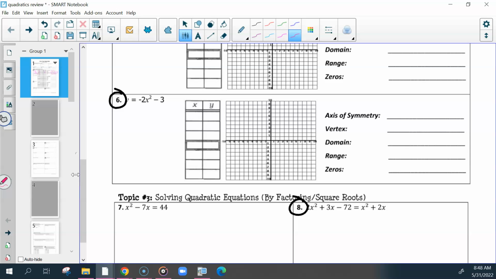Correct. We're going to do number 6. 6 is similar. We still have to do our x equals -b over 2a. So in this case, what is our b value? -2. A. This is c. It's what? X squared.